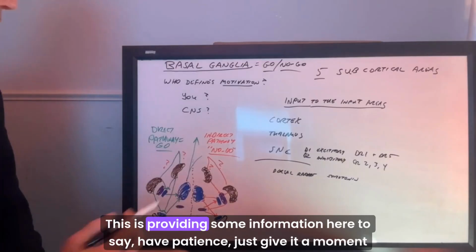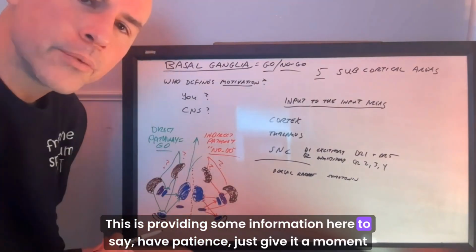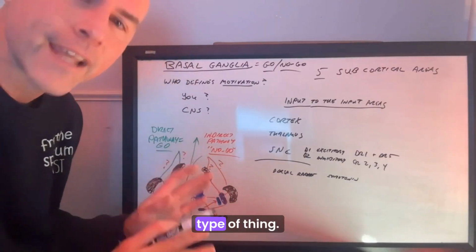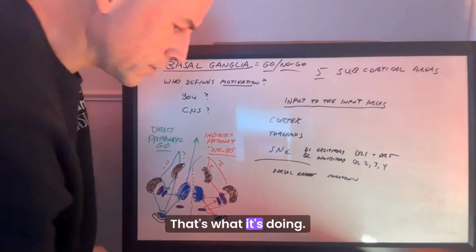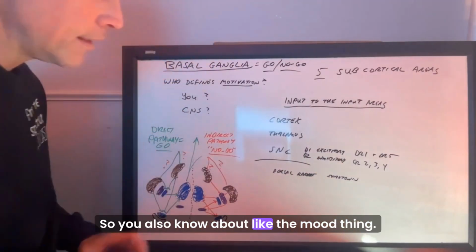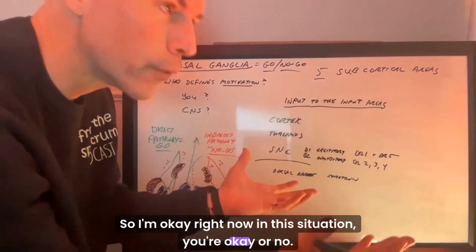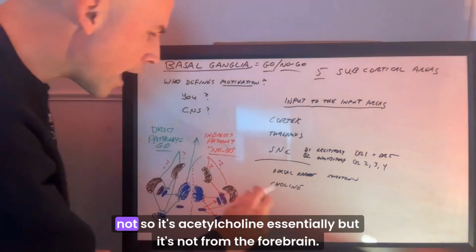This is providing some information here to say, have patience, just give it a moment type of thing, okay? That's serotonin. That's what it's doing. So you also know about like the mood thing. So I'm okay right now. In this situation, you're okay. Or no. And then choline.